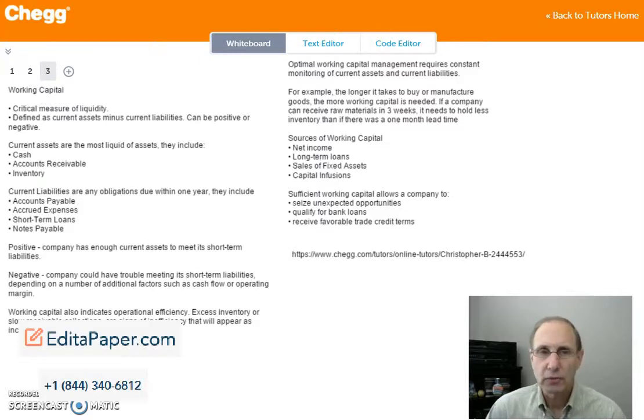Current assets are the most liquid of assets. They include cash, accounts receivable, and inventory. Current liabilities are defined as any obligations that are due within 1 year. They would include accounts payable, accrued expenses, short-term loans, or notes payable.